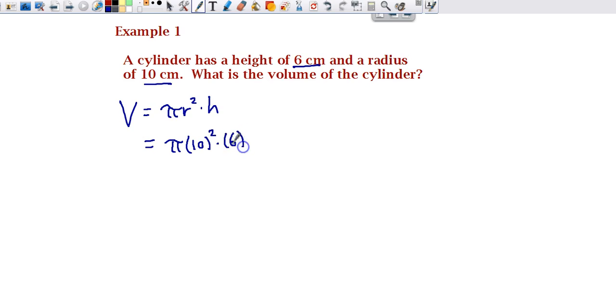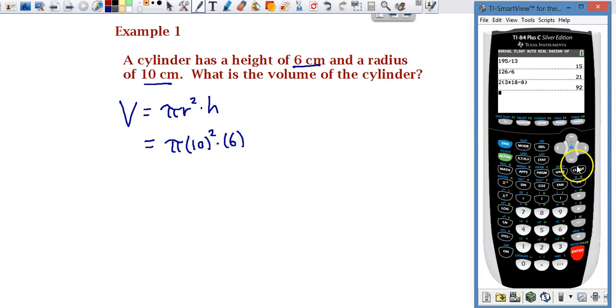You don't need parentheses to plug it in. I just usually do that out of habit. There's two ways to approach this problem. You can do it in terms of pi, or you can do it as an approximate decimal. If you do it in terms of pi, don't type pi in your calculator. Just do 10 squared times 6.